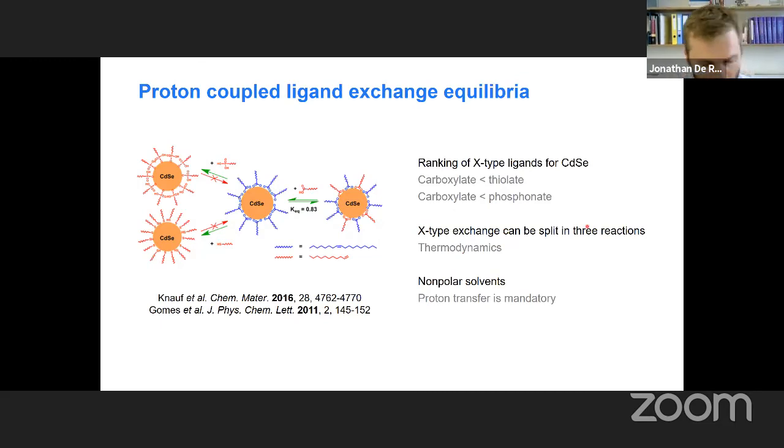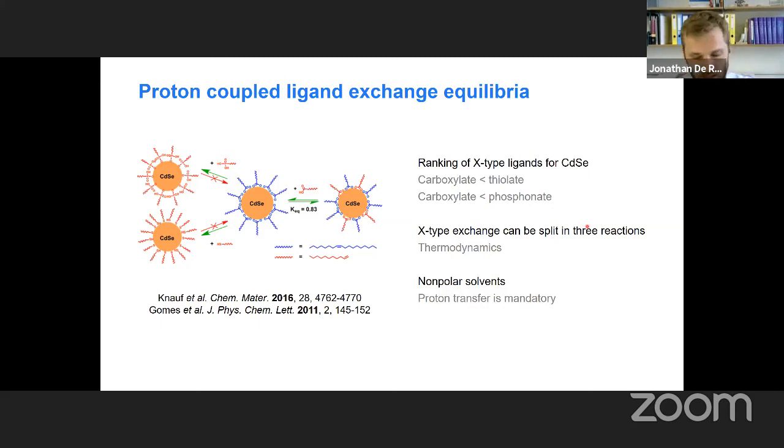Another one that I want to discuss are proton-coupled exchange equilibria. These X-type ligands that exchange are always proton-coupled. You always add an X-type ligand in its acidic form, and then some proton transfer has to happen. There was work from both Hens and Dempsey showing that cadmium selenide capped with carboxylates exchange readily for phosphonic acids or easily for thiolates. And those are just very strong ligands.